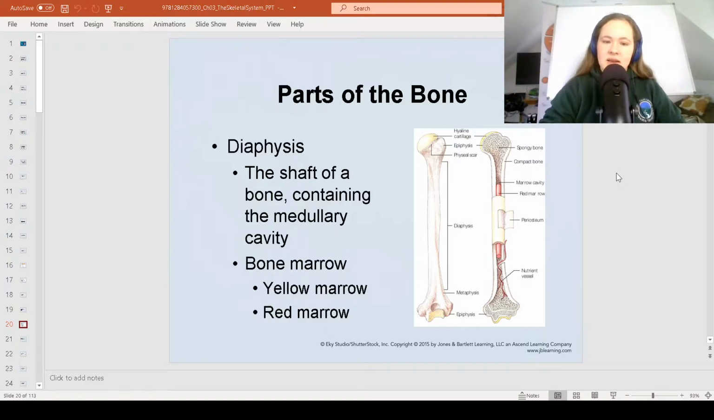Yeah, it's diaphysis, the shaft of a bone containing the medullary cavity. You can see here the medullary cavity. Did they not show the medullary cavity? I don't think they show it, because I know what it looks like. Nope, guess they don't show it. Bone marrow: there's yellow marrow and red marrow. They do, I believe, show the yellow marrow right in here and the red marrow.